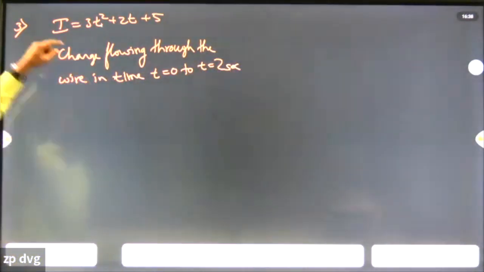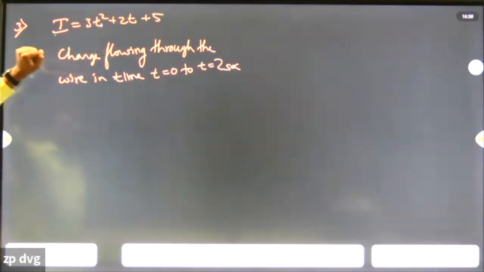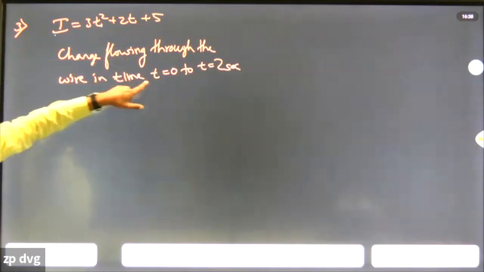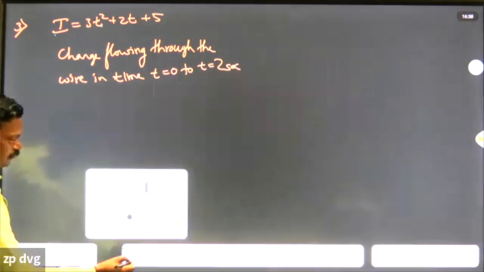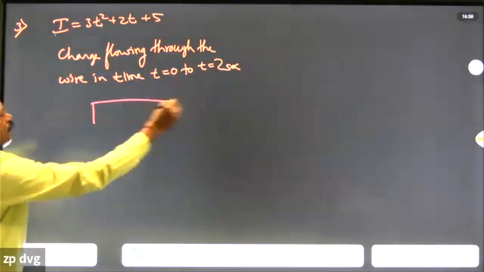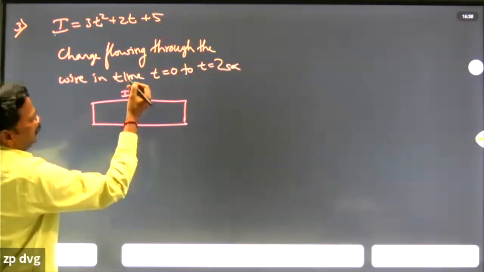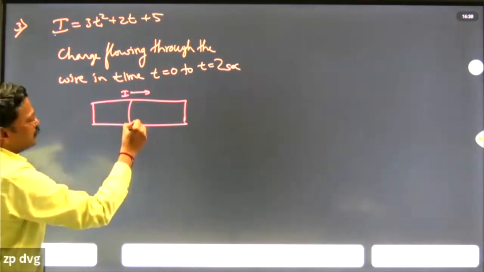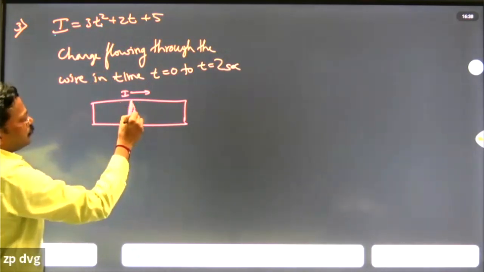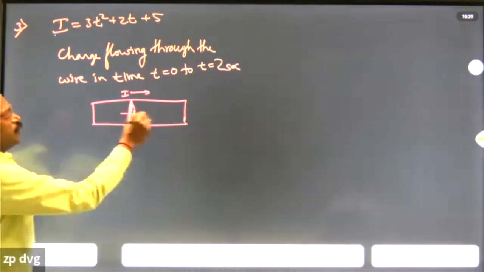Okay, so please observe this question. I is equal to 3t square plus 2t plus 5 is the equation for current as a function of time. With this equation, how much charge flows through the conductor from t equal to 0 to t equal to 2 seconds? So if we take a diagram, let's consider here is a conductor. Current I flows in this direction, let's take, and it varies with respect to time. Let's take any arbitrary section. What is the value of charge flowing through this section is the question. So we need to find out how much charge is flowing in this case.